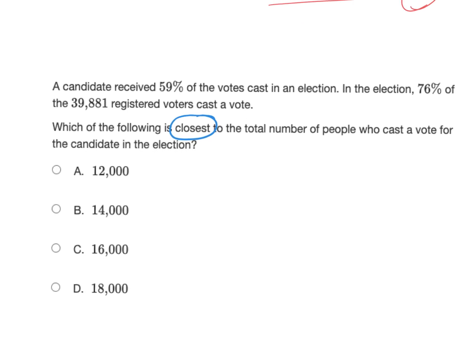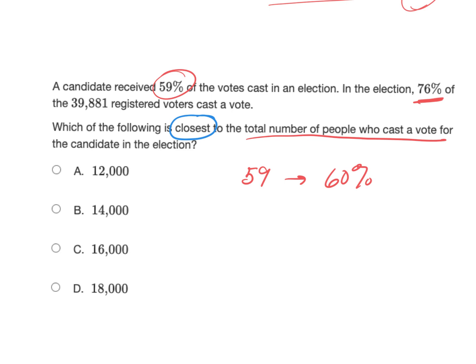Okay, here we have a candidate received 59% of the votes in the election. And in the election, 76% of the 39,881 registered voters cast a vote. Which of the following is closest to the total number of people who cast a vote in the election? Okay, so if you notice, I definitely want to do some rounding here. So 59, okay, I can round that to 60. Nice even whole number. Nice zeros. It's really nice.